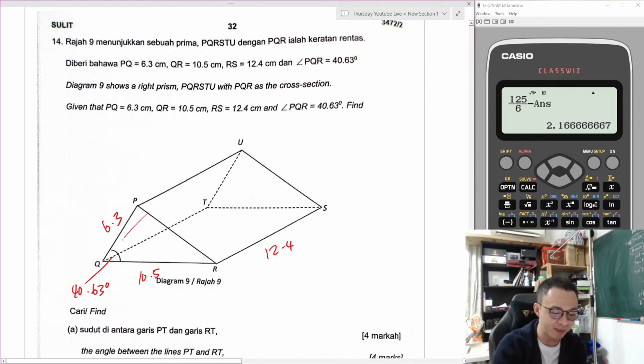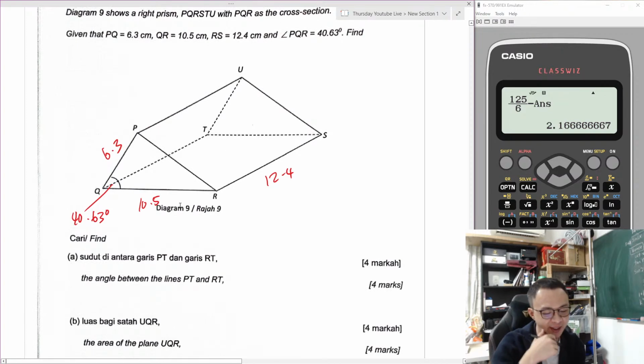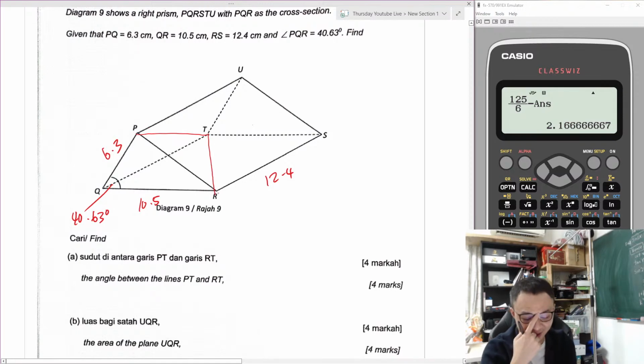And this is a cross section. Basically it means this area and this area are exactly the same. This is the reason why they call it a prism, or prima in Malay. Alright, find the angle between PT and RT. Okay, P to T and R to T. You should be able to see a triangle. If you cannot see the triangle, you should see now.